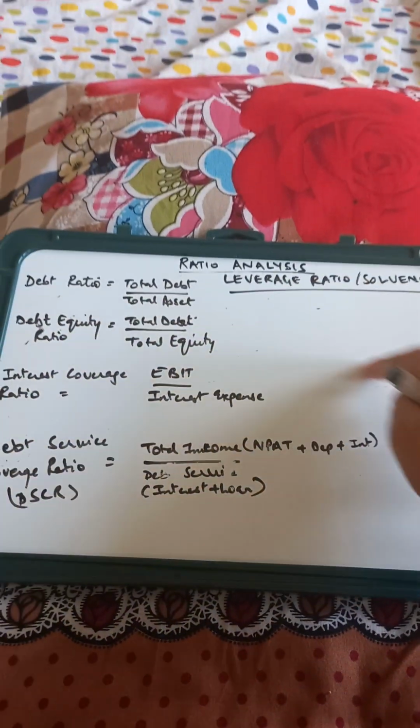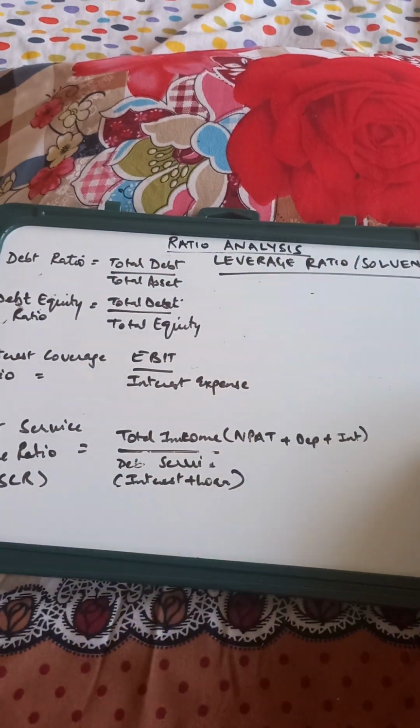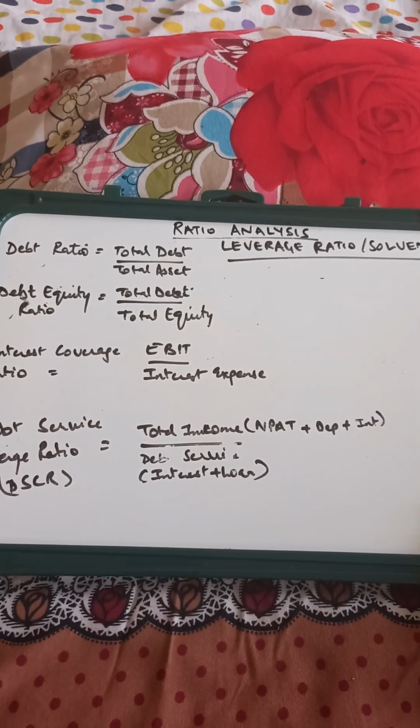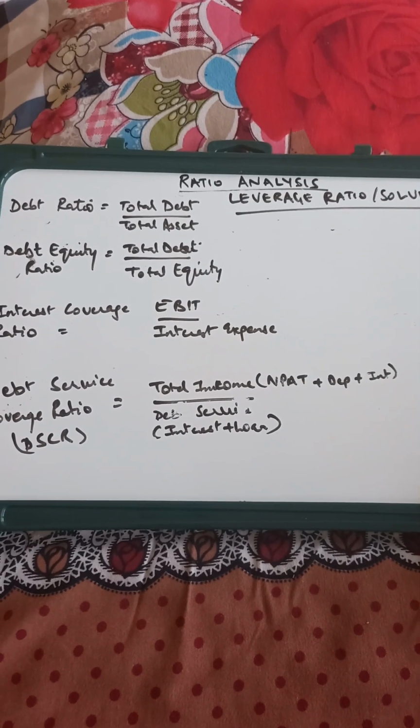So, these are the main important leverage ratios or solvency ratios, which are very important to understand a company's balance sheet and its solvency position.